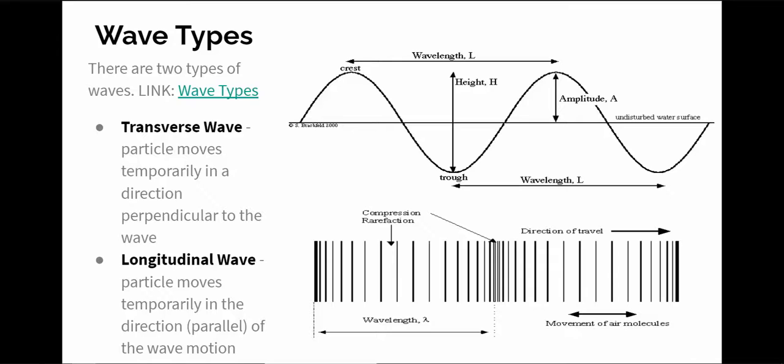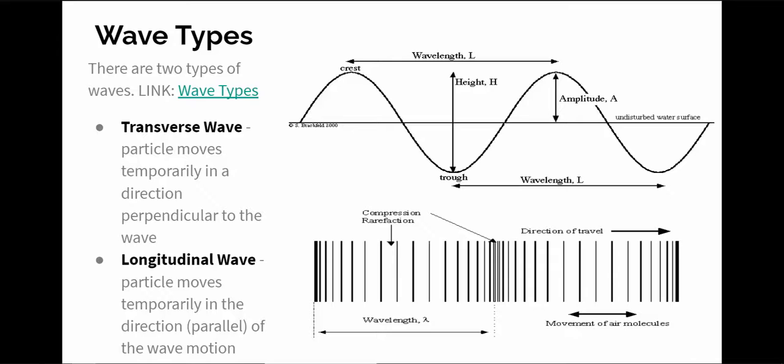And then height is pretty easy. What do you think height means? Yeah, from the bottom to the top. It's just the height of the wave. If you were standing on the ocean and you saw these waves coming at you, you could easily measure the height of the wave. Does that make sense? Simply from the bottom, the lowest point, to the highest point.